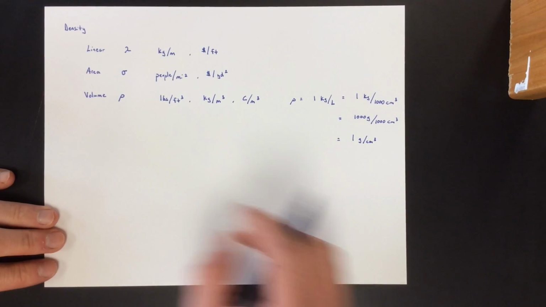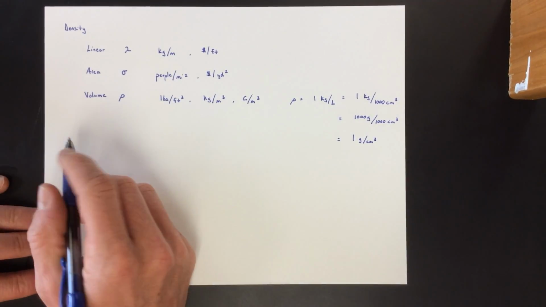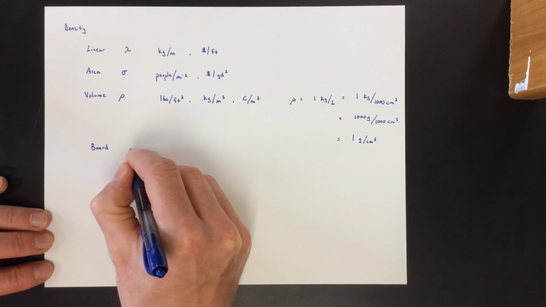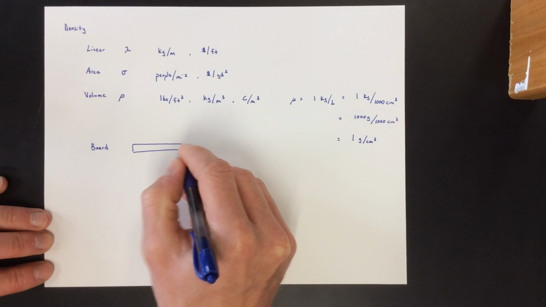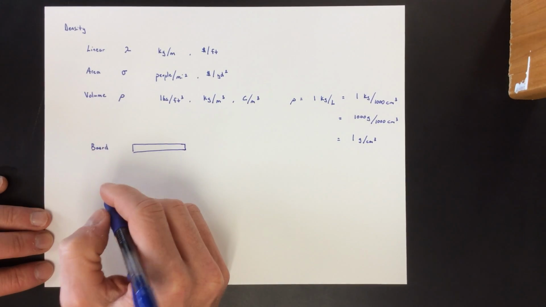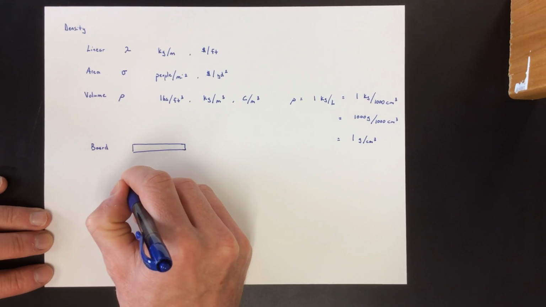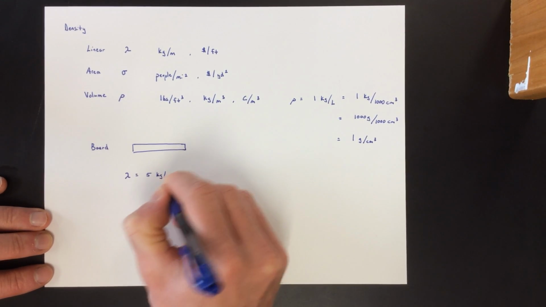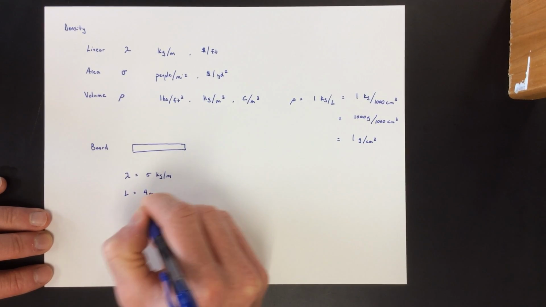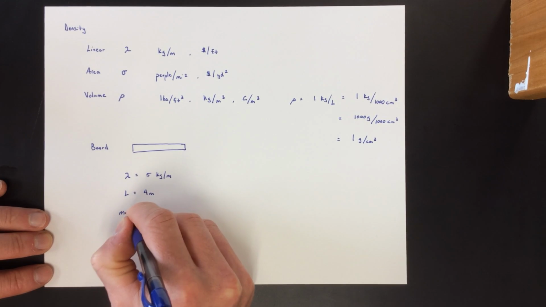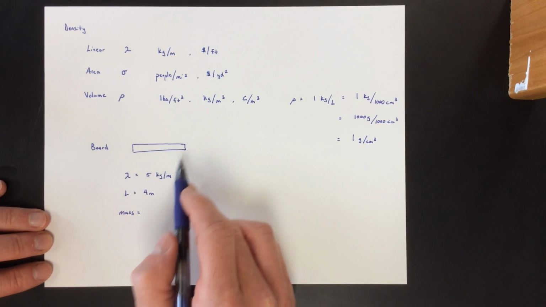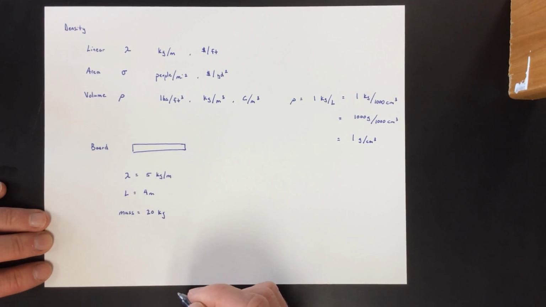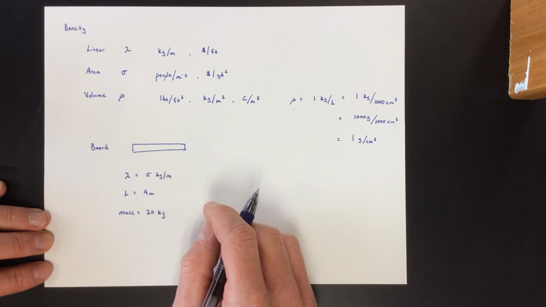Okay, so let's see how this relates to calculus. Let's do linear first, and so let's just take some board, and let's make it easy at first where we don't need calculus. The non-calculus version says, let's say the linear mass density of this board is 5 kilograms per meter, and the length of the board is 4 meters. So what's the mass of the board? If it's uniform density, with 5 kilograms per meter and 4 meters, the board is 20 kilograms.